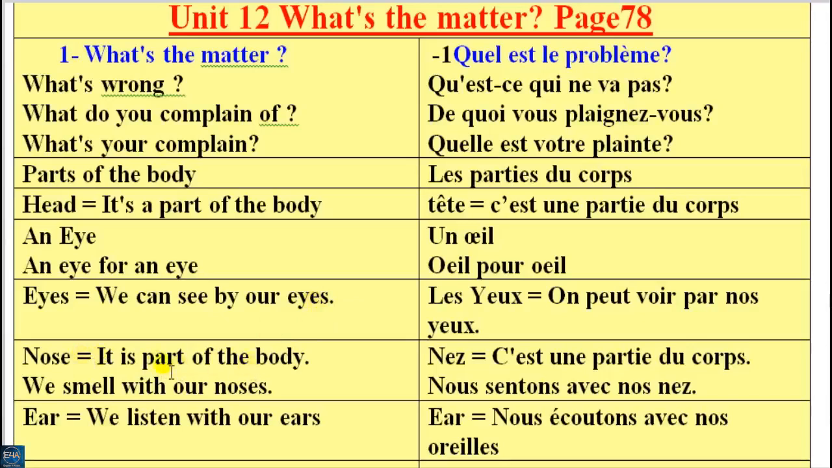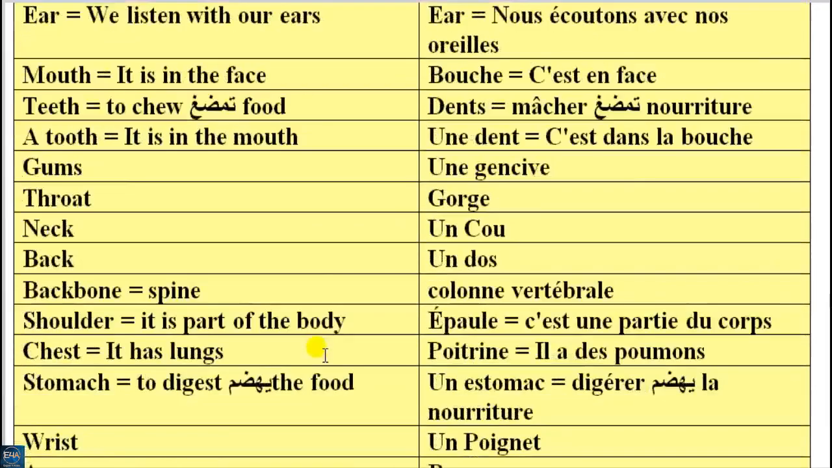Nose. It's a part of the body. We smell with our noses. Ear. We listen with our ears. Mouth. It's in the face. Teeth. To chew food. A tooth. It's in the mouth. Gums.